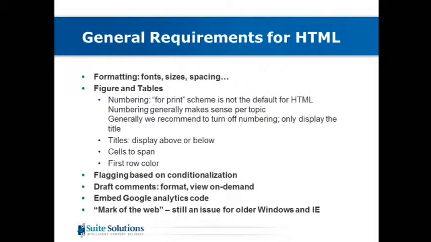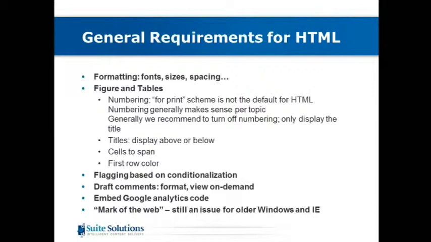Often your users will be finding one topic either on your website or in your help. Numbering that started from someplace in the manual and ends somewhere else is not really so relevant. So generally numbering makes sense on a per topic level, and that's generally what we recommend, either to do it per topic or just to turn off the numbering and only display the title. The titles of the figures and tables can be displayed either above or below, something you want to think about. Cell spanning and first row color are things you want to think about for your tables.